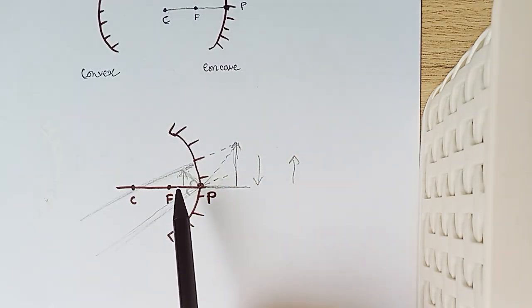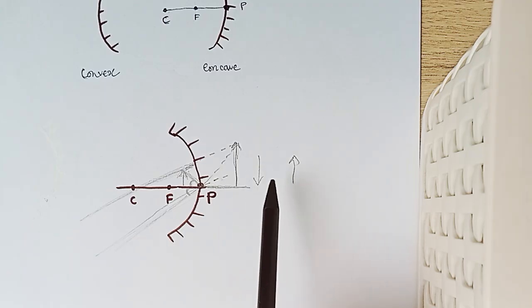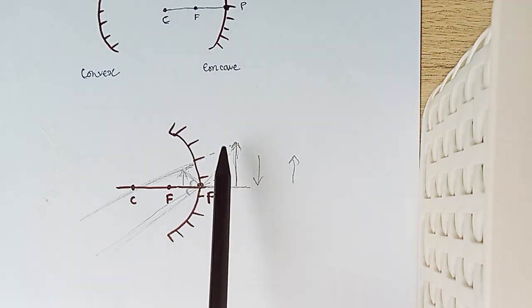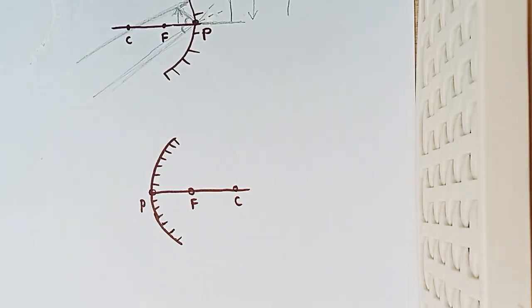So the image is virtual and erect. When you look here, the nature of the image is virtual and erect, and the size of the image is enlarged. These are the image formations by a concave mirror. What about a convex mirror? So the images formed by the convex mirror are of two types.